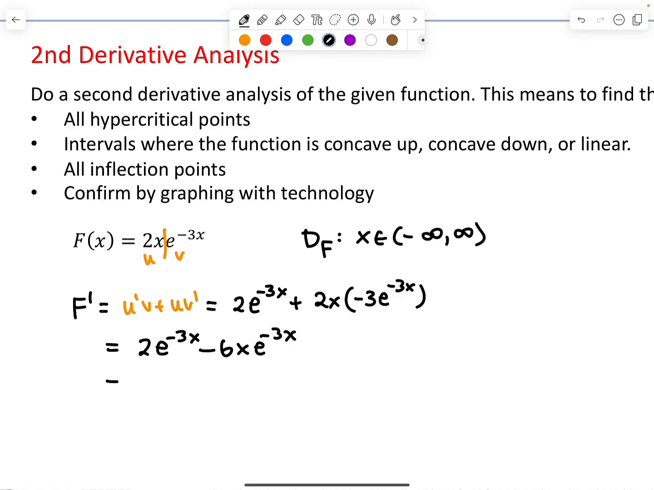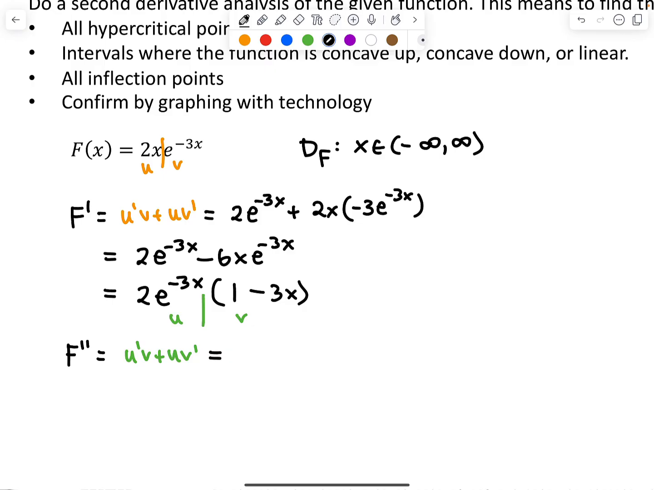Do some factoring and factor a 2 and the exponential out of both terms. That leaves 1 in the first term and then minus 3x. Now I'm going to differentiate again using the product rule, but we have a new u v. So the derivative of 2e to the -3x will wind up being -6e to the -3x. That's using the chain rule, times the second plus the first times the derivative of v, which will just be -3.